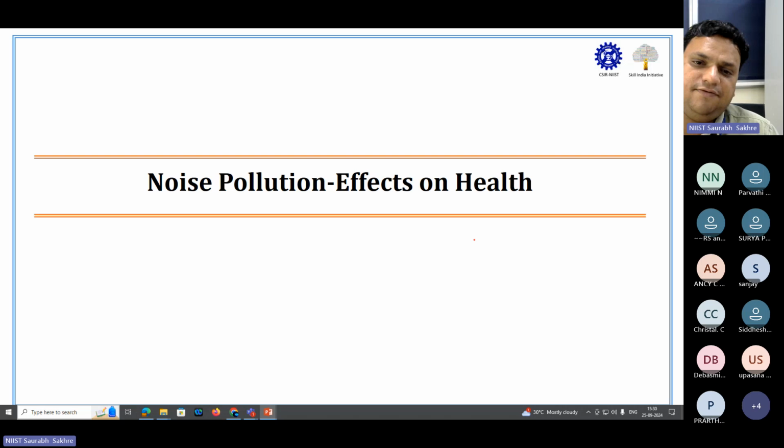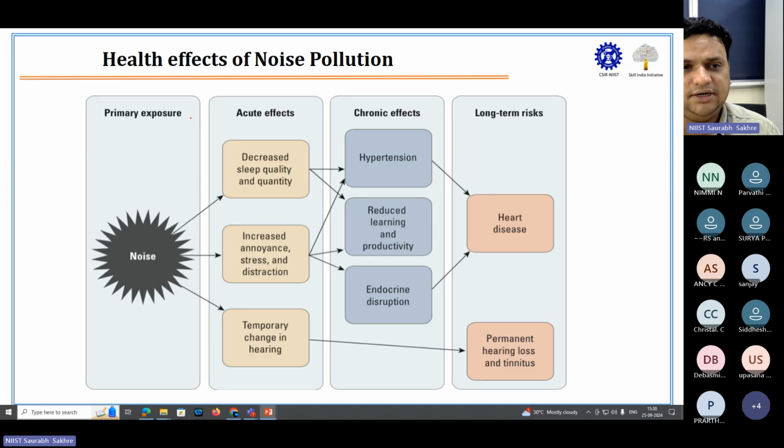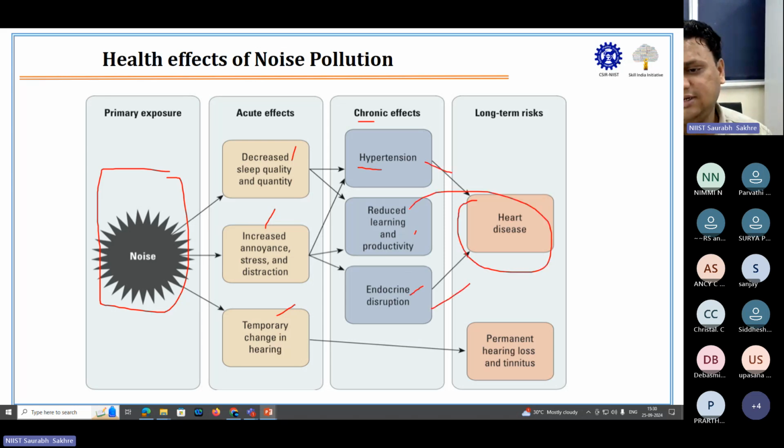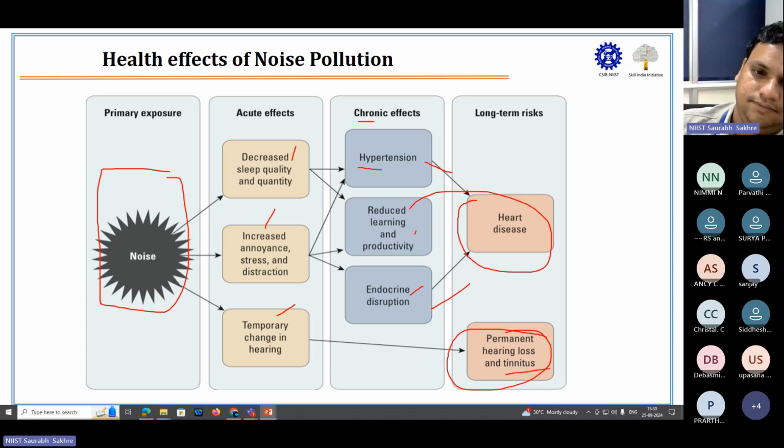Now we will see the direct effect of noise on our health. First, primary exposure to noise has three acute effects. First, your sleep quality will decrease. Then there will be increased noise stress, and a temporary change in hearing immediately, because instantly you may not be able to hear. Then there are chronic effects of noise like hypertension, reduced learning and productivity, and endocrine disruption. Together in the long term, this will lead to heart disease, permanent hearing loss, and tinnitus. Tinnitus, I will show you what it is.